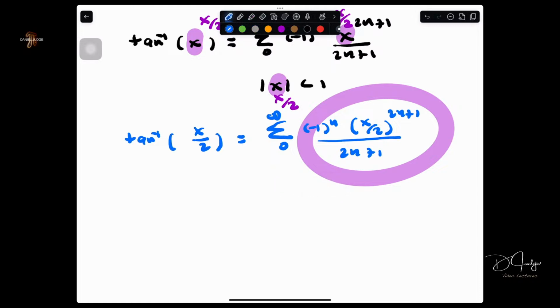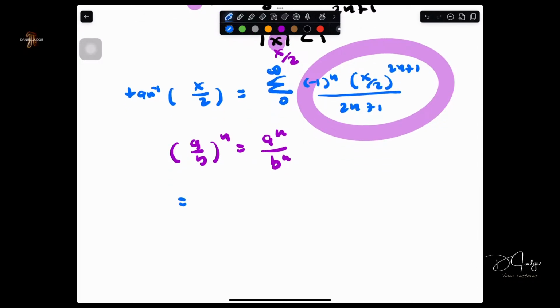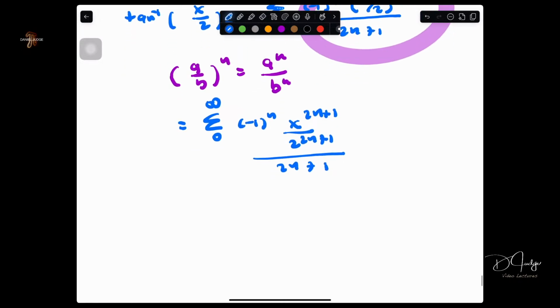All right. Now, by algebra, properties of exponents, a over b to the nth power is a to the n over b to the n. So this power series, -1 to the n, is x to the 2n plus 1 divided by 2 to the 2n plus 1, and that's simply over the factor 2n plus 1. So we have a complex fraction. More algebra to do.